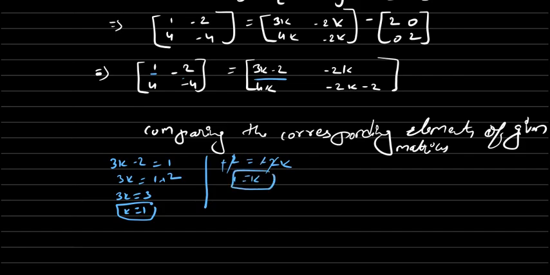Nothing is a big thing here. You can consider the third one also. Directly you can get 4 is equal to 4k. 1 ones are 1. 1 is equal to k, or k is equal to 1. Both are the same thing. Right.